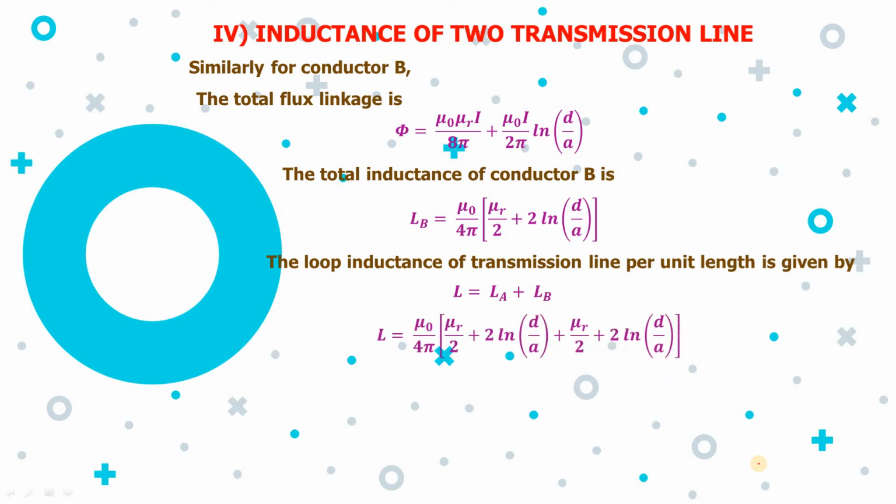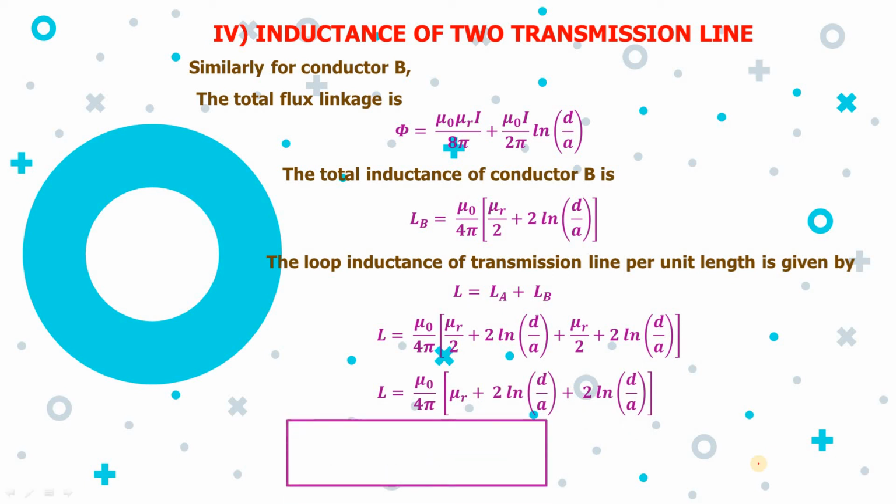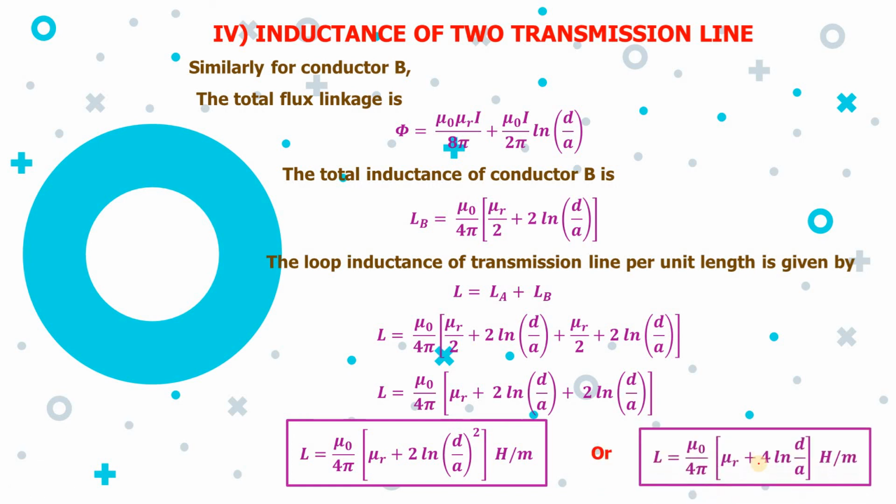If you add up these two expressions and simplify, then finally your answer is L is equal to mu naught by 4 pi into mu r plus 2 ln d by a the whole square, or we can say L is equal to mu naught by 4 pi into mu r plus 4 ln d by a.